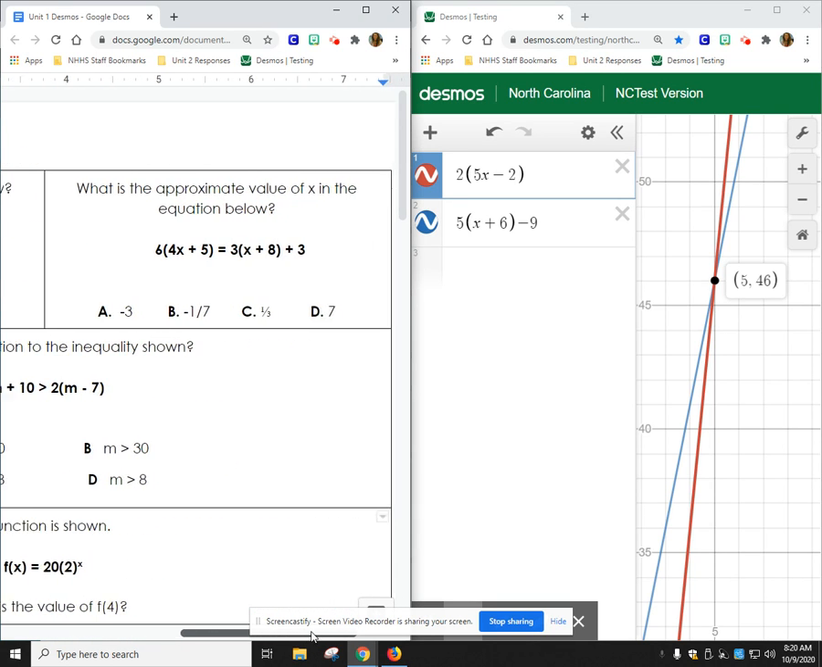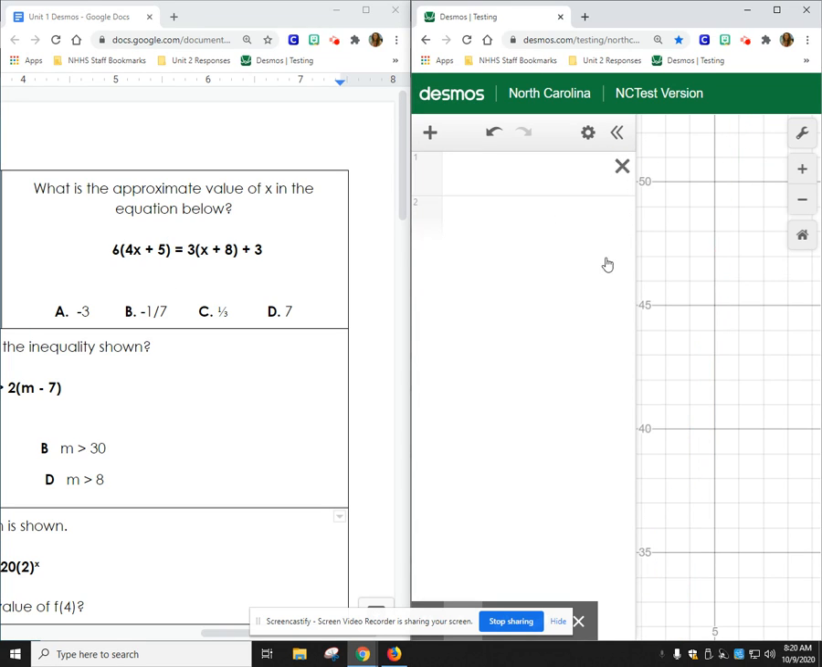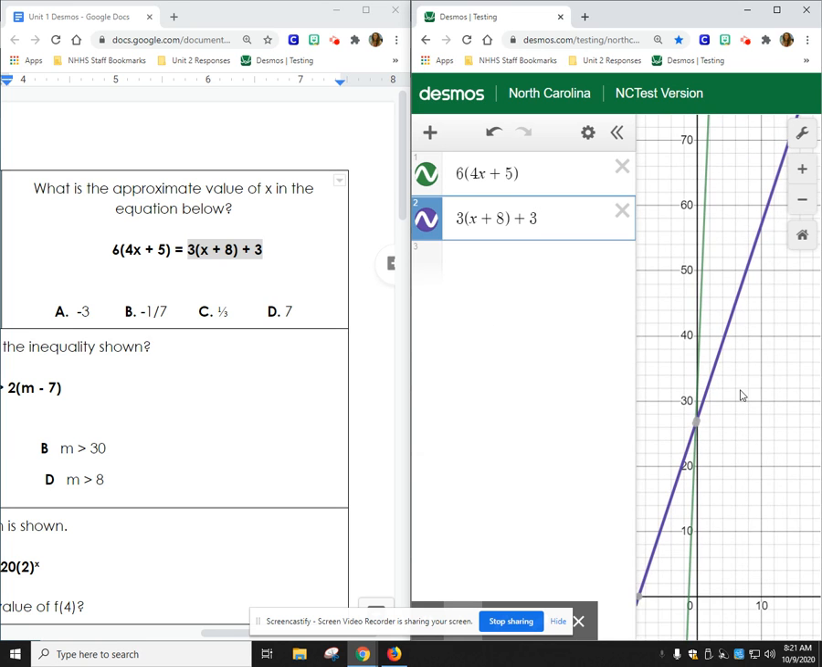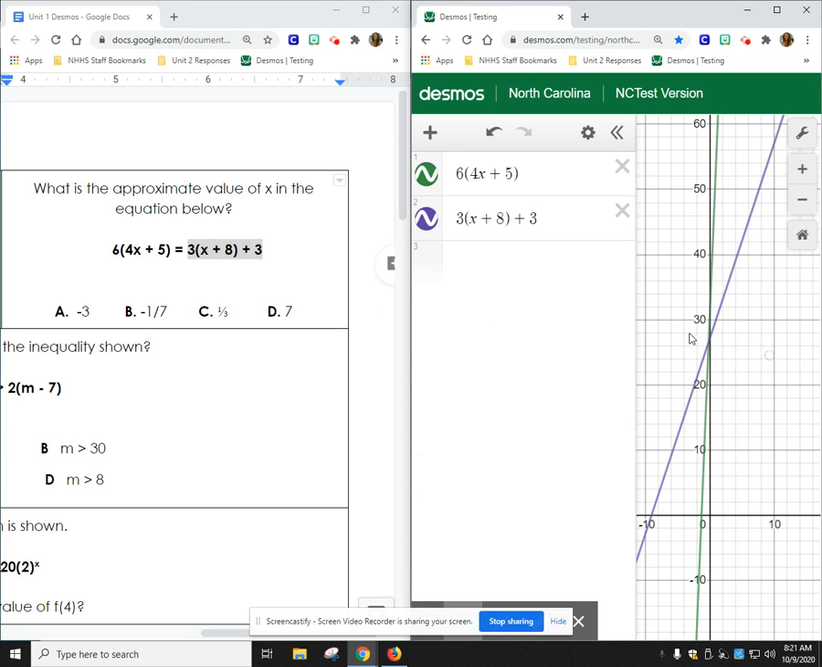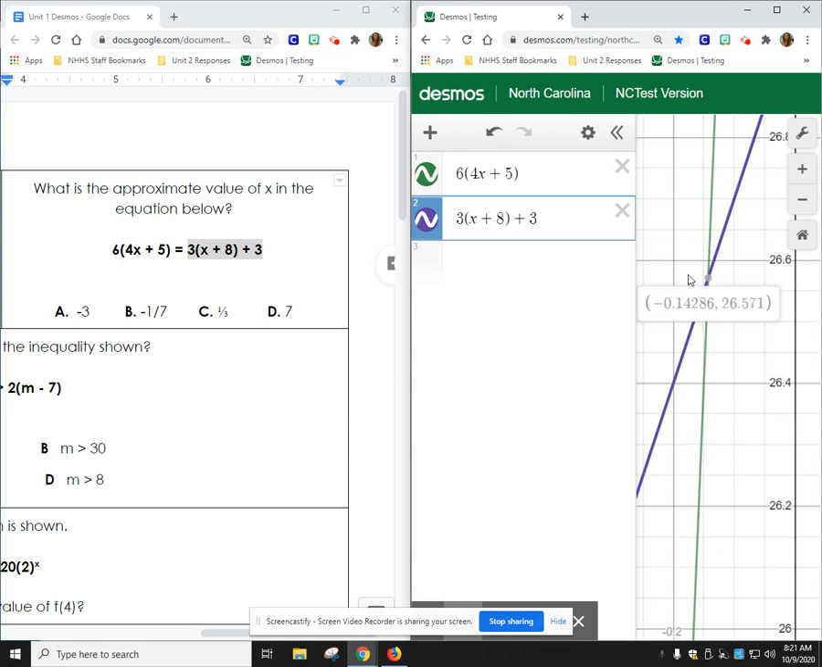All right, going on to number 2, a very similar question. What is the approximate value of x in the equation below? So we can clear these out and get started again. We're going to put the first half of the equation into the first box, and then the second half of the equation into the second box. What we should have is 2 graphs. In order to find the x value, we need to find where these 2 lines intersect, and zoom in just to make sure. They intersect right here, and there's decimals, and that is quite all right.